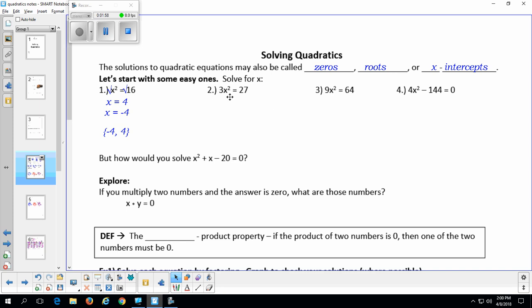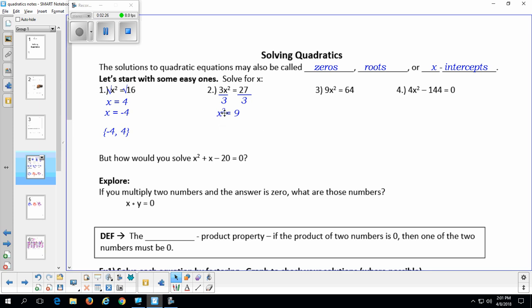Let's do number 2. 3x squared equals 27. What do you think we do first to solve this equation? I'm going to divide both sides by 3. The reason why is I'm working backwards through the order of operations. If I knew what x was, I would square it, then multiply by 3. Well, now I'm going to work backwards. I'm going to undo multiplying by 3 by dividing by 3. And now 27 divided by 3 is 9.